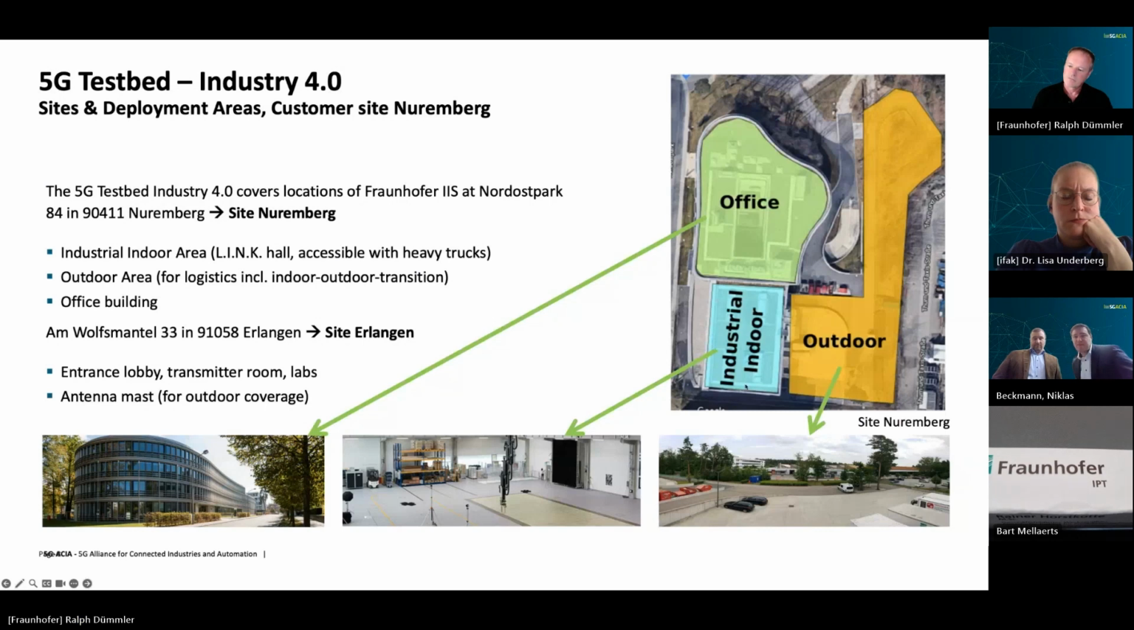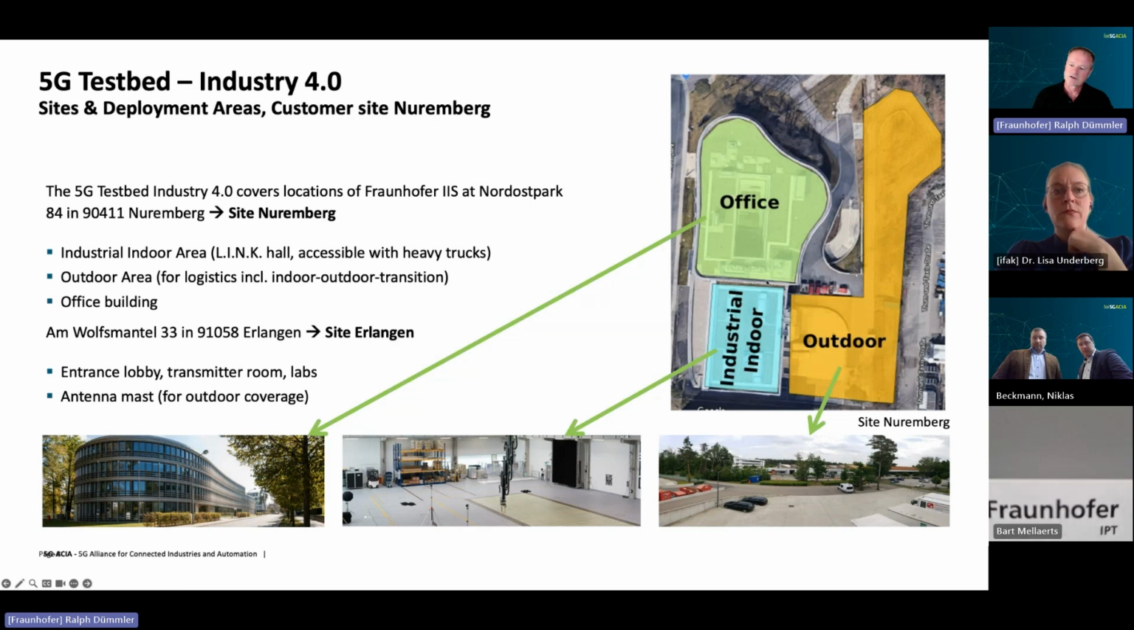You see here, this is the industrial indoor hall, and this is the outdoor area. This is also covered with a QCT network. The office area is covered with an Airspan network and is only used for internal research projects. Below here, this is a look into our test hall that can be customized for industrial use cases and industrial customer projects. And we have the outdoor area, so we can do indoor-outdoor transitions, even with heavy trucks going in and out.